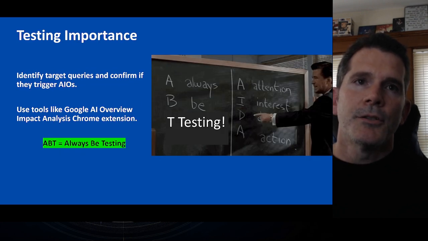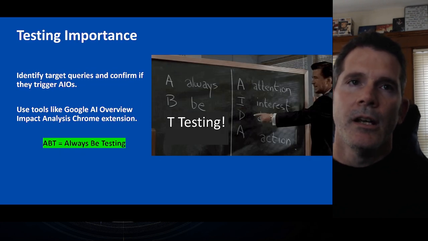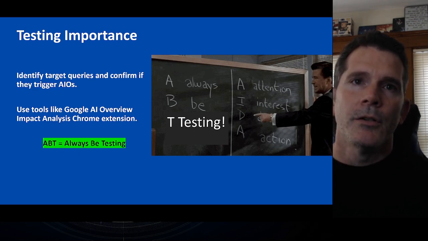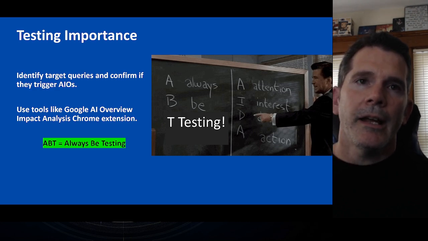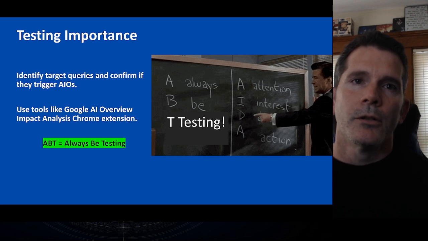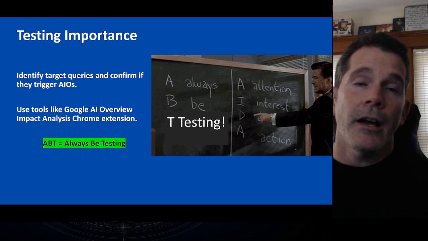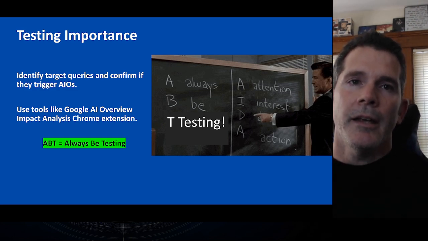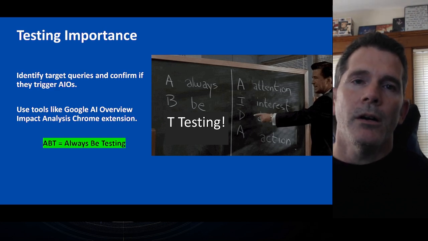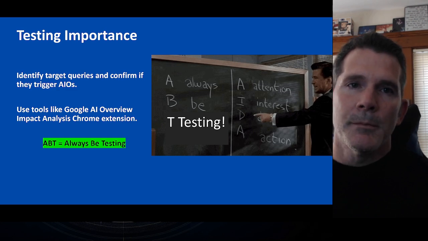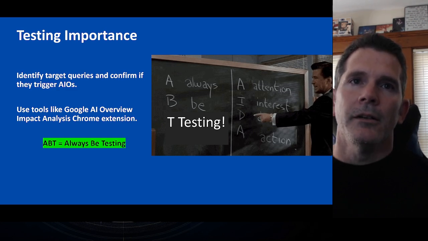So, testing is a super important part of optimization. You need to identify your target queries and test if they trigger the AI overviews for your content. There are many tools out there that are offering visibility, and one free one that you can use is called the Google AI Overview Impact Analysis Chrome extension, and that'll help you analyze the impact of AIOs and if your queries are triggering the AIOs. So just remember as well, ABT, always be testing. Continuous testing and optimization are necessary to stay ahead.